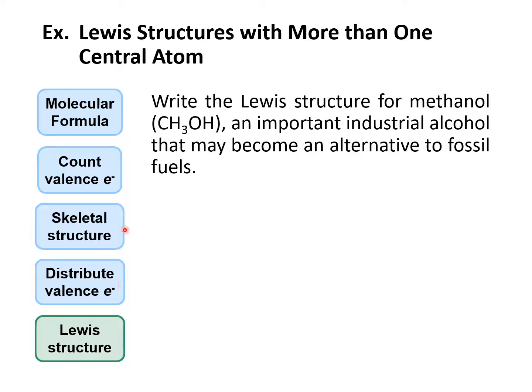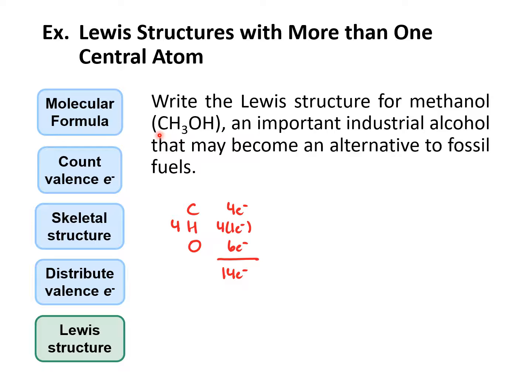So we see here that methanol has one carbon atom, which is in group 14 of the periodic table, giving us 4 valence electrons. We also have 4 hydrogen atoms, which is in group 1, giving us 4 times 1 valence electrons. And we also have 1 oxygen atom, which is in group 16, giving us 6 valence electrons. Adding up all our valence electrons gives us 14 electrons to distribute in the molecule.